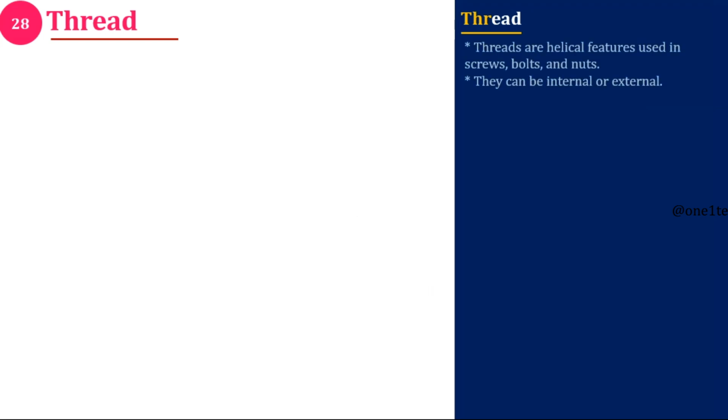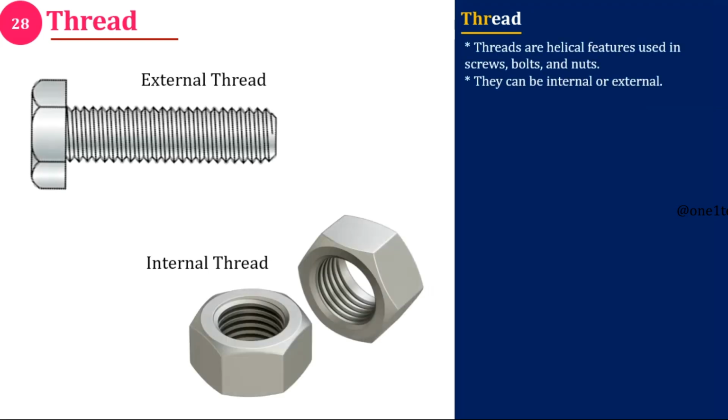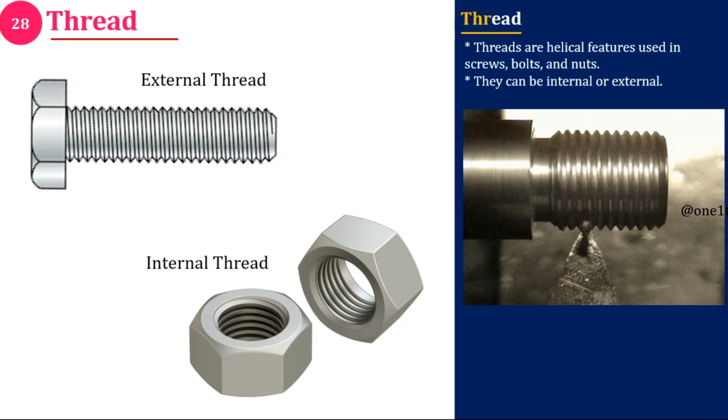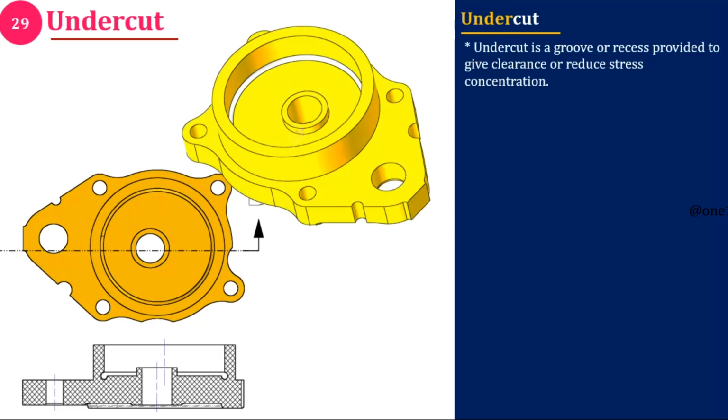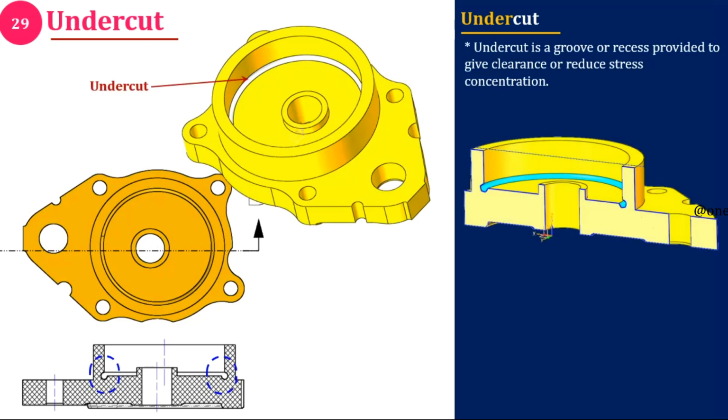Thread. Threads are helical features used in screws, bolts, and nuts. They can be internal or external. Undercut. Undercut is a groove or recess provided to give clearance or reduce stress concentration. It is usually placed at the junction of shaft and shoulder to allow proper fitting of mating parts.